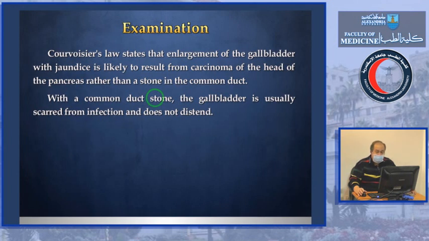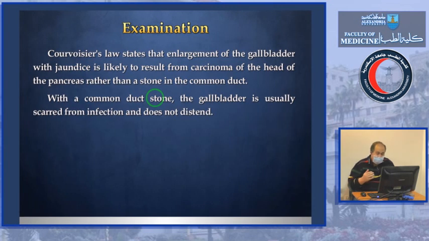It states that enlargement of the gallbladder with jaundice is likely to result from cancer head pancreas due to gradual obstruction of the tumor to the common bile duct, leading to distension of the gallbladder. So I repeat again. According to Courvoisier law, if you have a jaundice patient with enlarged gallbladder, it means gradual obstruction by a pancreatic tumor to the common bile duct, leading to distension of the gallbladder.